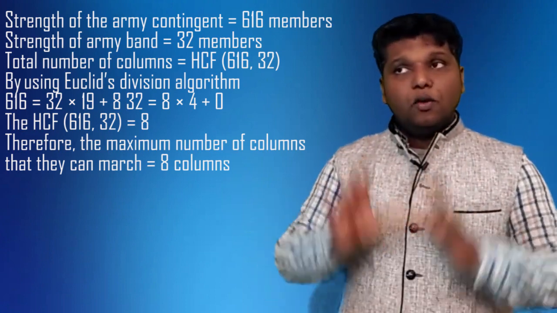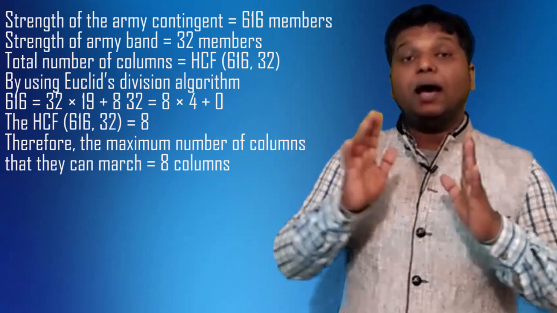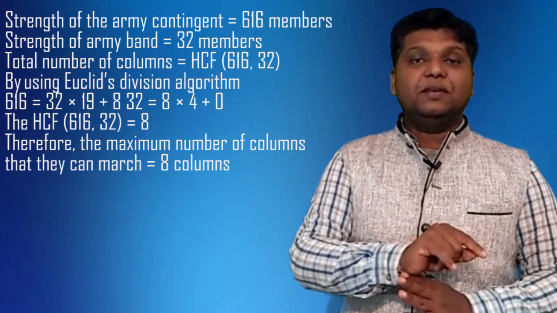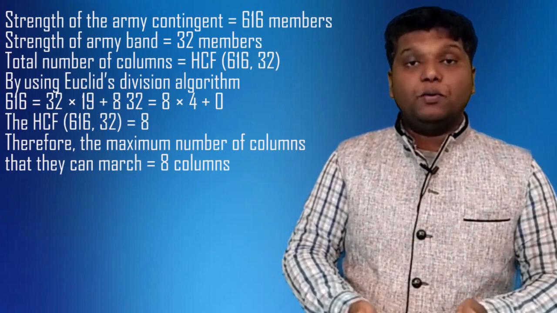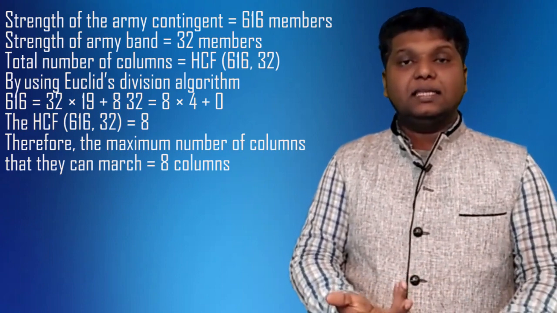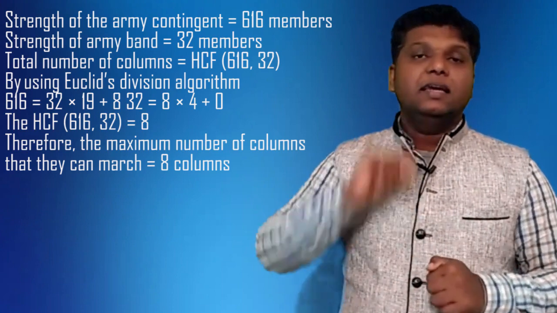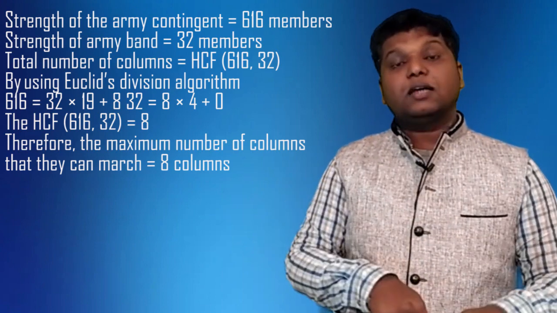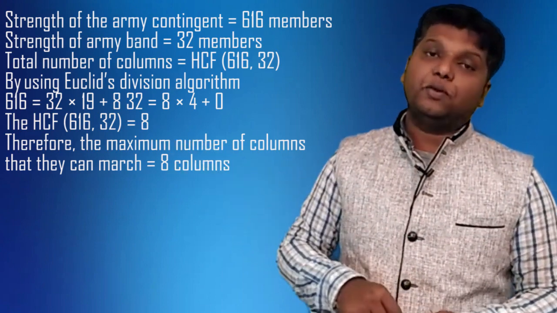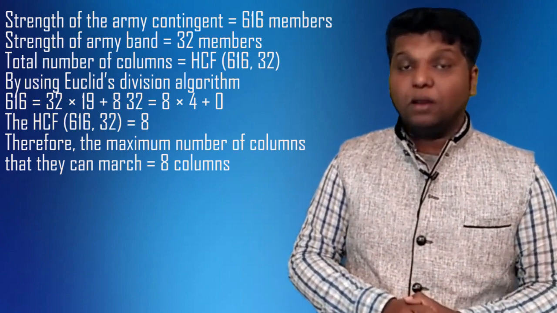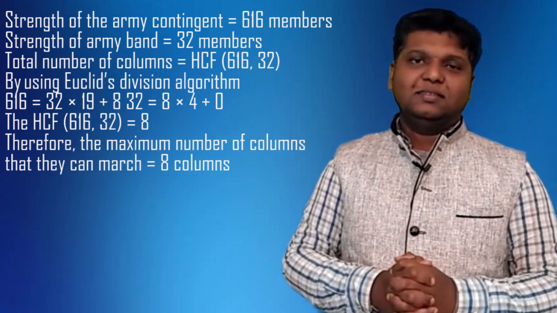So first of all, whatever things are given in the question, you have to copy them. You have to copy the data. Then what is to be found, and what is the way to find that answer. Here it is the HCF. You got it. And after getting the answer, you have to conclude it by reading the last line of your question. So here we will conclude, as I said, the maximum number of columns is equal to 8 columns. Hope you understood. Next question.